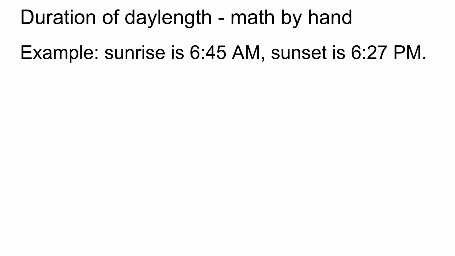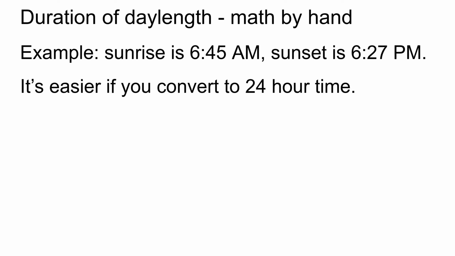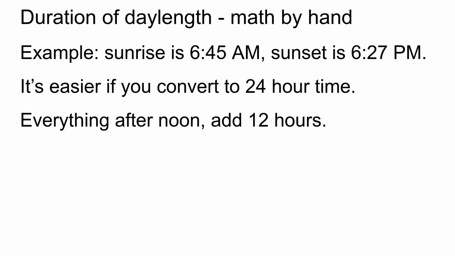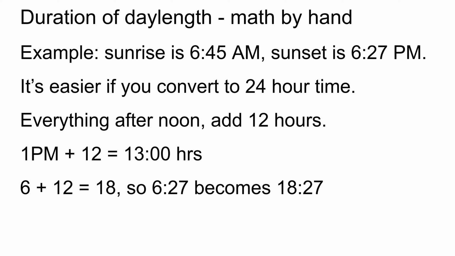Example, sunrise, 6:45 a.m. Sunset is 6:27 p.m. I just picked these numbers at random. I didn't pull them from anything. It's easier if you can convert p.m. to 24-hour time, and you do that by just adding 12 hours. Everything afternoon, you just add 12 hours to the hours. So 1 p.m. plus 12 hours is 1,300 hours. 6 plus 12 is 18, so 6:27 p.m. is 18:27 in 24-hour time. Like I said, I find it easier because there's no question, was that a.m. or p.m.?